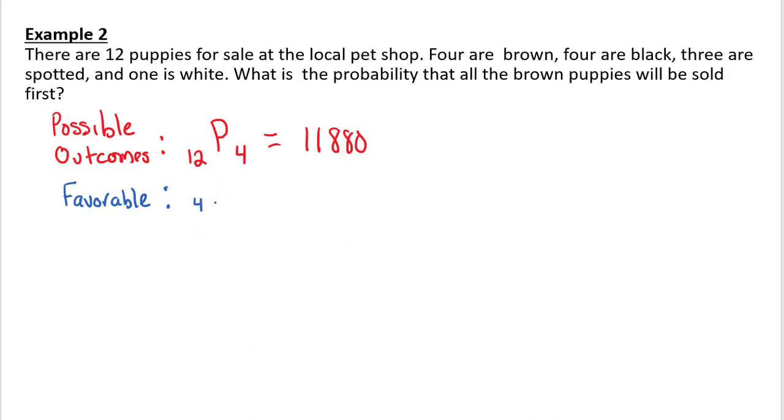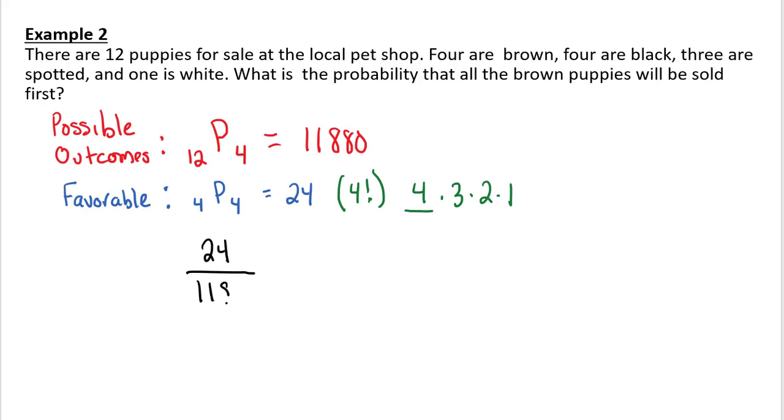4 things, because I want 4 brown puppies and they have 4 spots to fill, and that is 24. Another way to think about this, and this is what our book did, is 4 factorial, because for the first spot I have 4 possibilities. For the second spot, I have 3, then I have 2, then I have 1, which is technically 4 factorial. So our answer, the number of favorable, is 24 out of 11,880. When I reduce that fraction, I get 1 over 495.